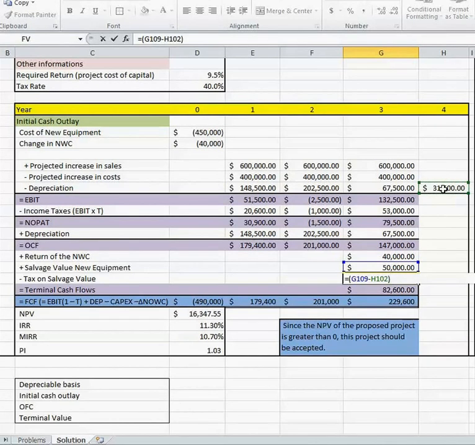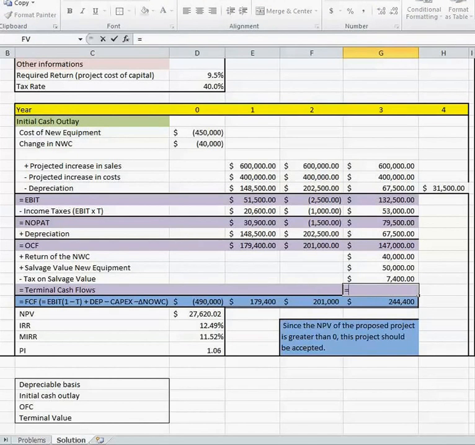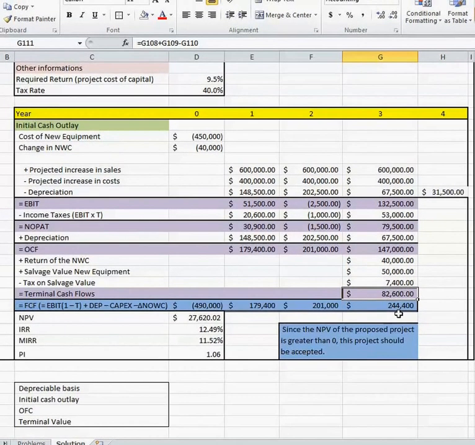Okay, and then I'm gonna multiply by the tax rate, which is 40%. So it's gonna give me the tax on the salvage value. Now again I'm gonna just follow this sequence. What I'm gonna do here is follow these signs: this value plus this value minus taxes on the gain on the sale. So basically that gives me 82,400.